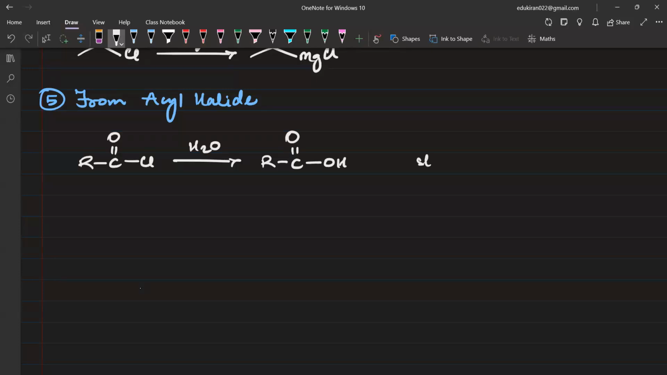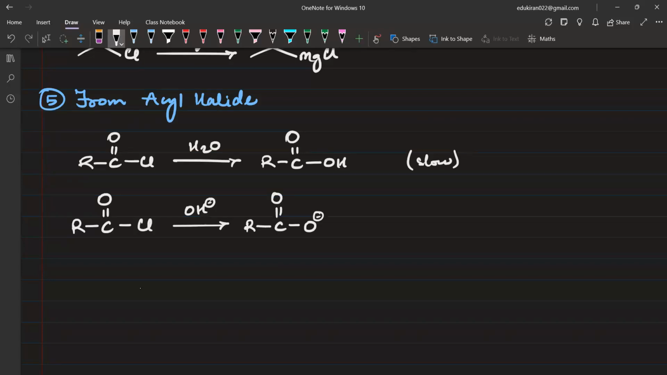But this reaction is in fact quite slow. ठीक है. आपको OH लगाना है तो अच्छा होगा कि आप क्या करें, बेसिक कंडीशन लेके आए. So if you have R, C double bond O, Cl, and if you have a basic condition like this, OH negative, then you will get what? R, C double bond O, O negative, and then you will add H plus, the presence of water. फिर आपको क्या मिल जाएगा यहाँ पे? You will get R and OH. Okay. So this is a bit faster.